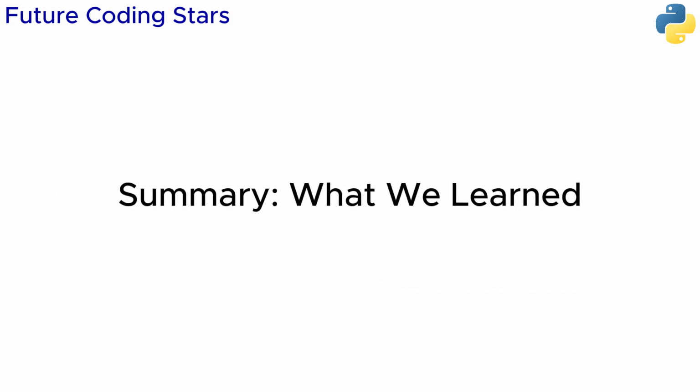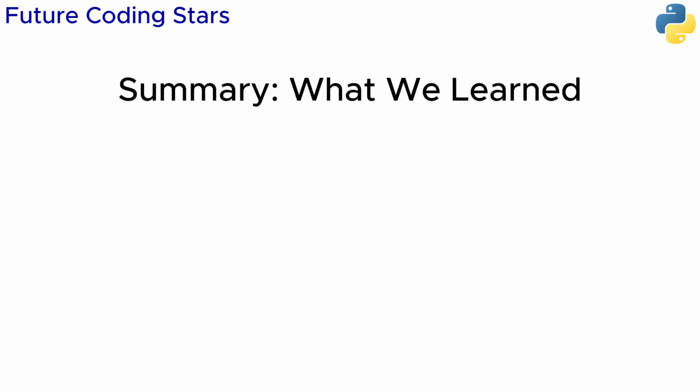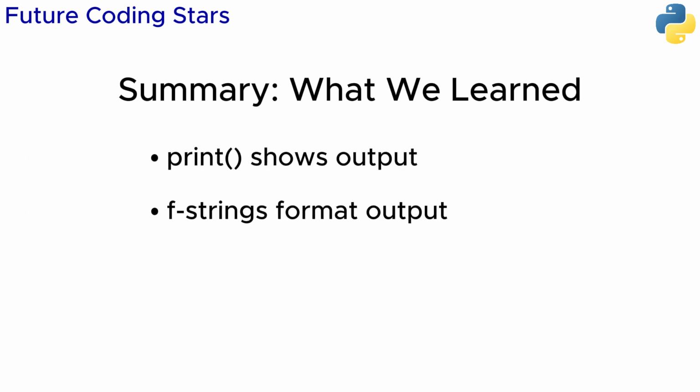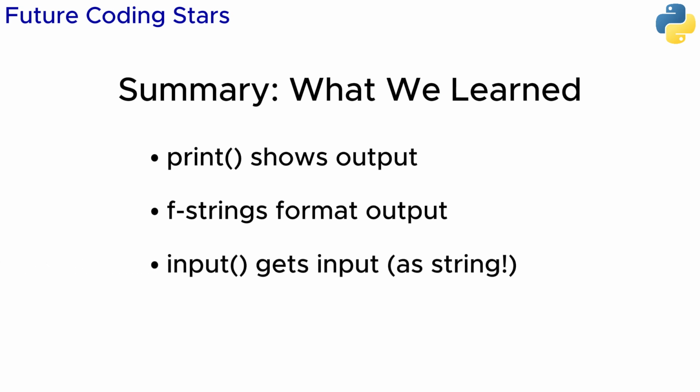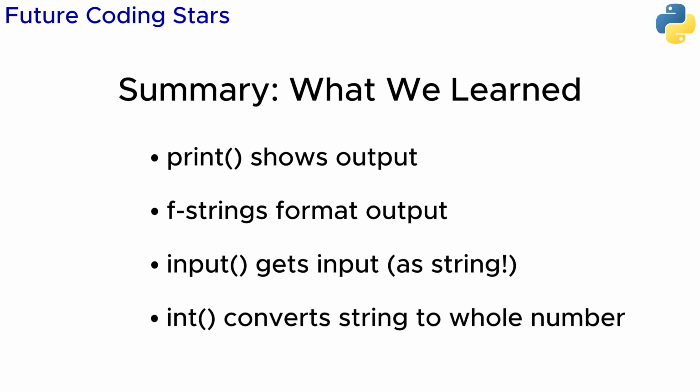Great work today. Let's quickly recap. We learned how to show information using print, including how useful f-strings are. We learned how to get information from the user using input, remembering that it always gives us a string, and we saw why we often need to convert that string to a number using int if we want to do calculations. So we can get input now, especially numbers.